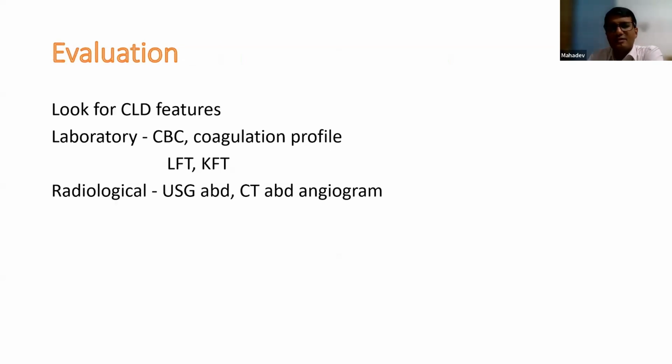So once we stabilize them, we have to evaluate them. We have to look for the features of chronic liver dysfunction. We have to send laboratory tests for CBC, coagulation profile, liver function tests, kidney function tests, and radiological assessment of the liver, ultrasound abdomen. Sometimes if we are not able to do endoscopy or not able to control bleeding after endoscopy, then we have to consider CT abdominal angiogram to look for the site of blood leak.